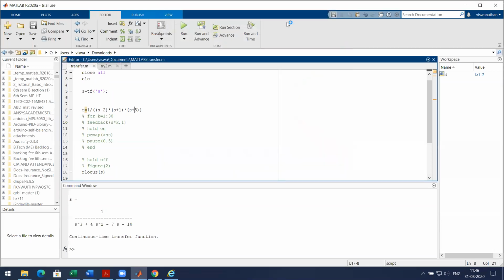Now what do I do to make it stable? You need to add a 0. Suppose I add, say this is kp and this is kd, 1 into s. So (1 plus s) I have added. Okay, so let's see this.